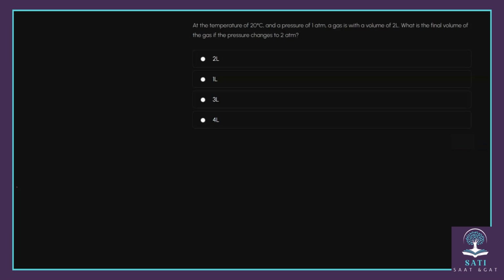At the temperature of 20 Celsius and a pressure of 1 atmosphere, a gas has a volume of 2 liters. What is the final volume of the gas if the pressure changes to 2? So the temperature is 20 and the temperature has not changed.